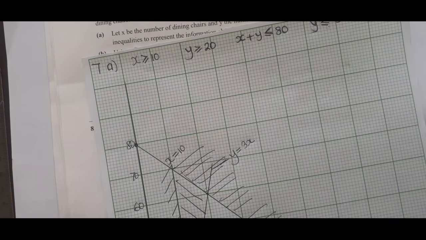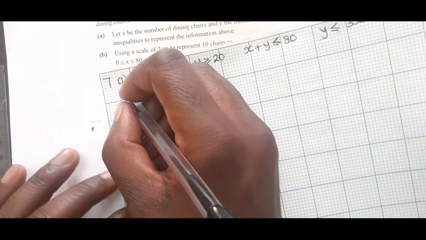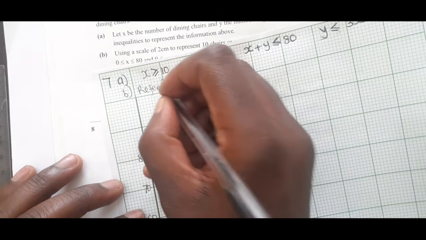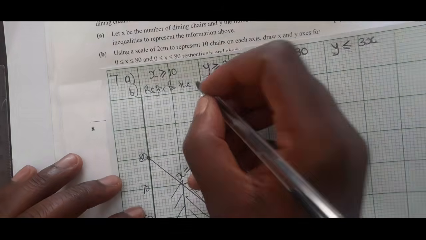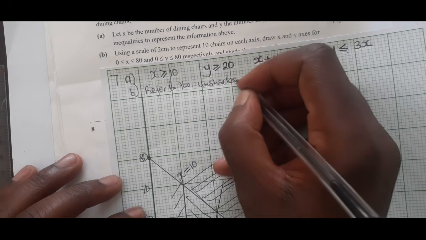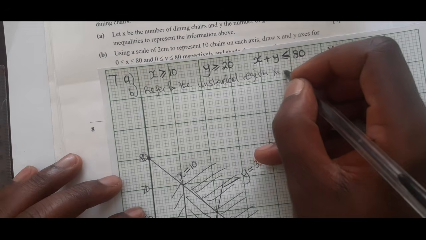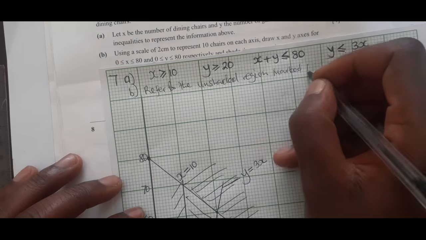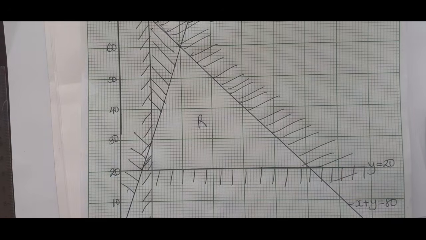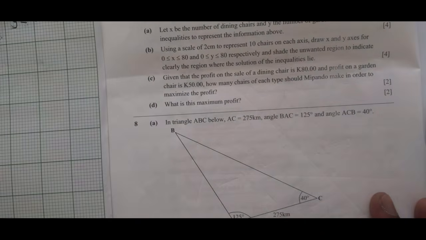We can come back to our question here, where we have 7b. We can say refer to the unshaded region, maybe marked R. We can mark this just to show that this is the region where the solutions must lie. Then after this we have questions that follow.